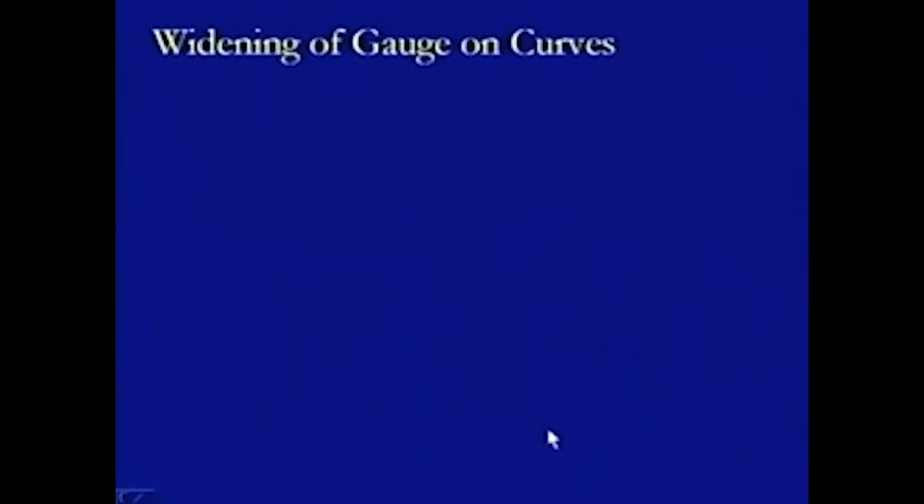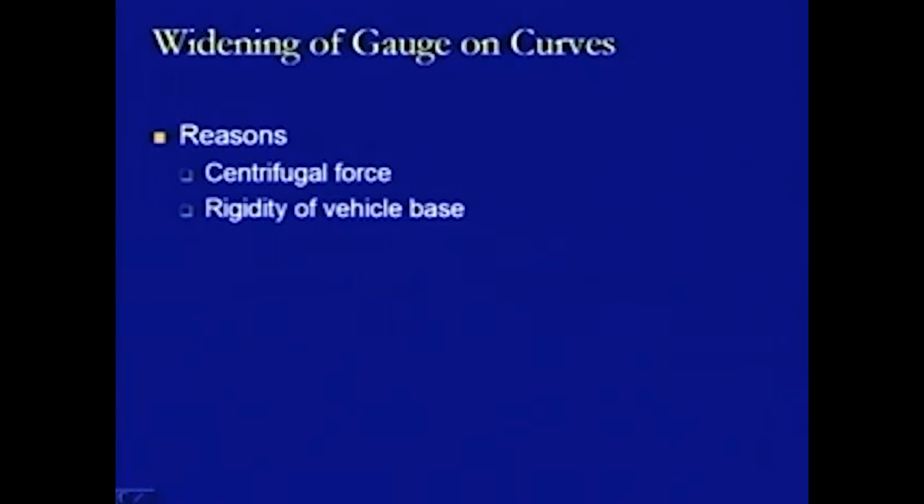Now, we come to another aspect, that is widening of gauge on curves. There are different reasons due to which the widening of gauge is to be done. These have already been discussed again and again. The first one is the centrifugal force. The centrifugal force acting in the outward direction tries to take the vehicle outward, and that is why some widening of the gauge is to be done.